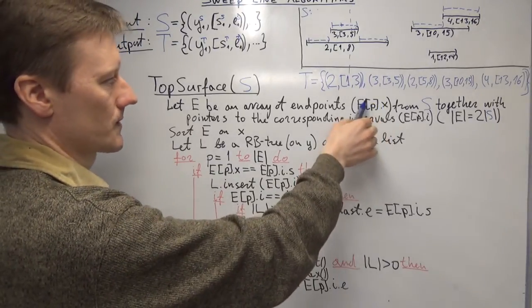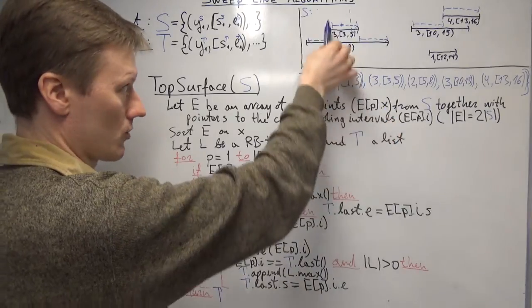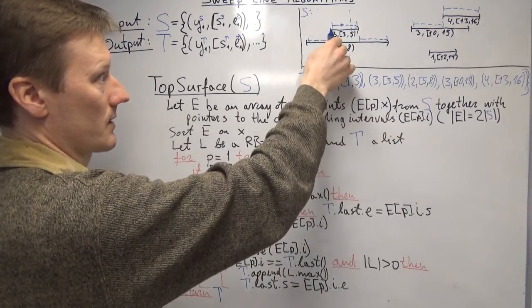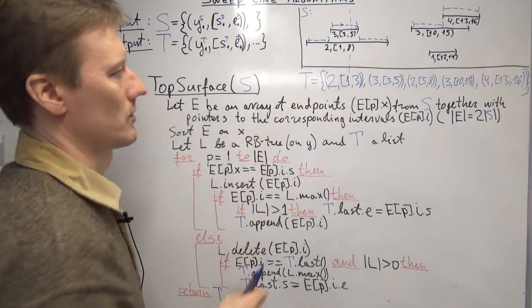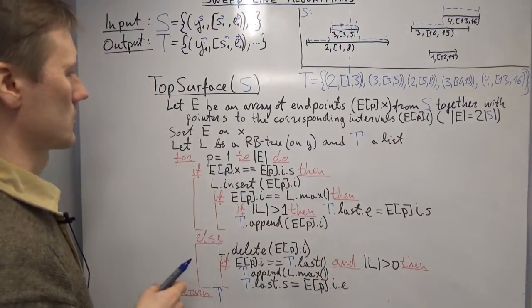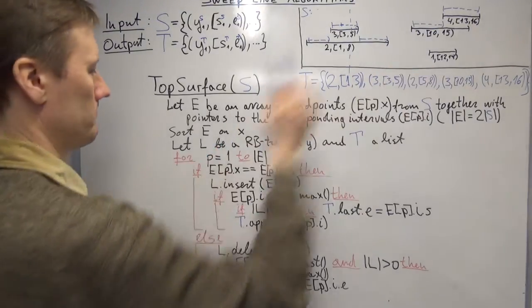So there are two fields in each element of the array E: the actual x-coordinate of the event, plus the pointer to the interval that corresponds to this beginning or ending point of the interval. So the size of this is twice the size of S. Then we sort E on x.